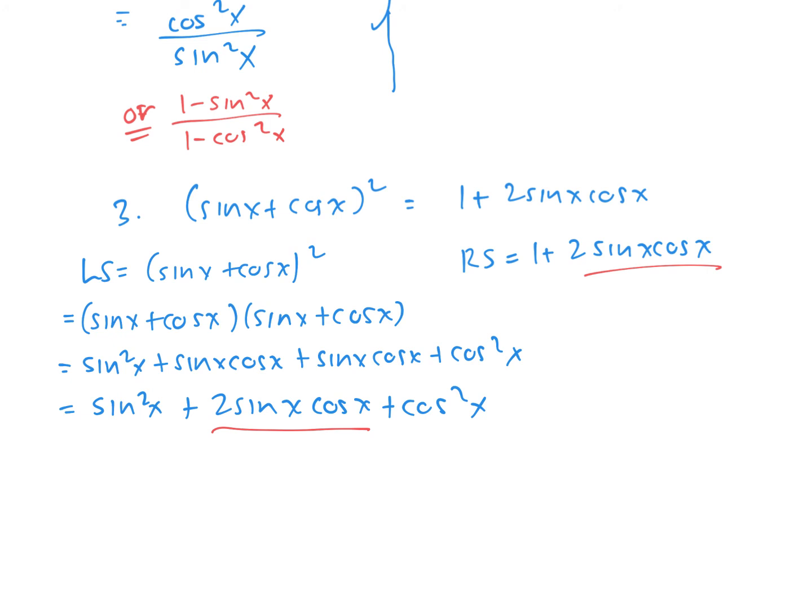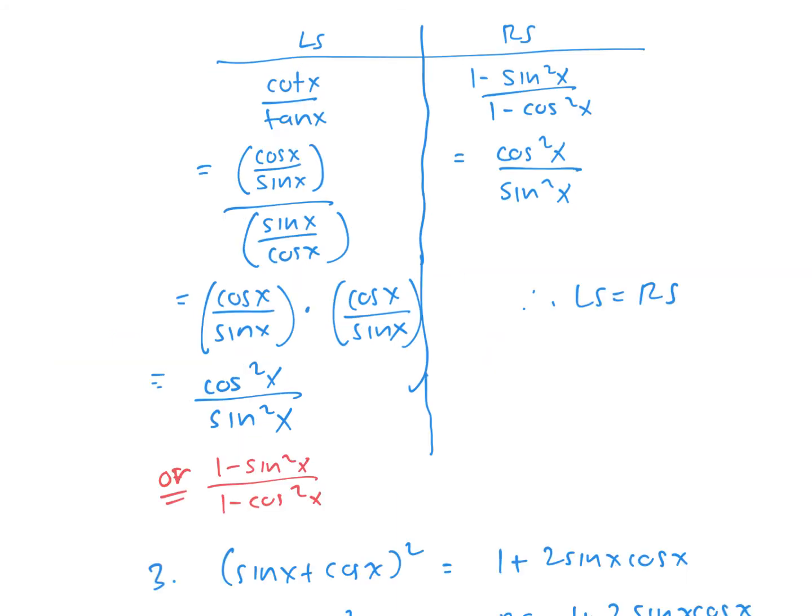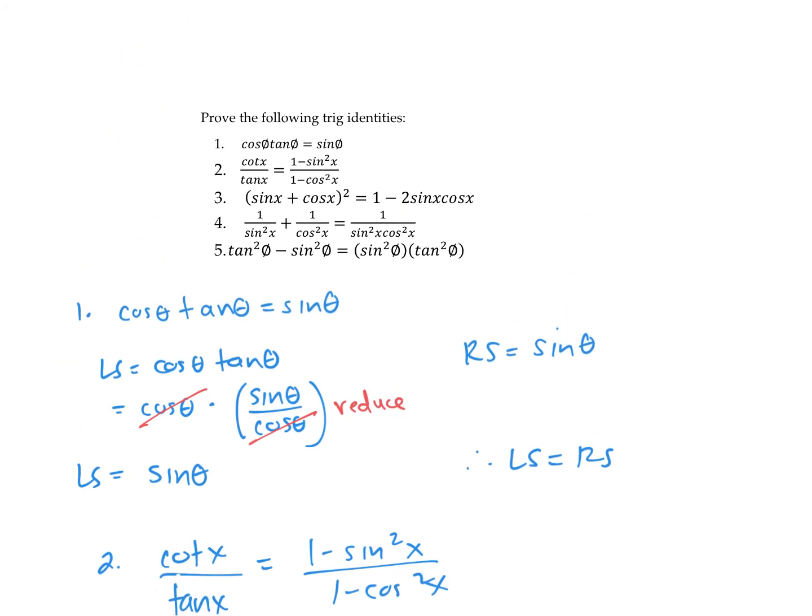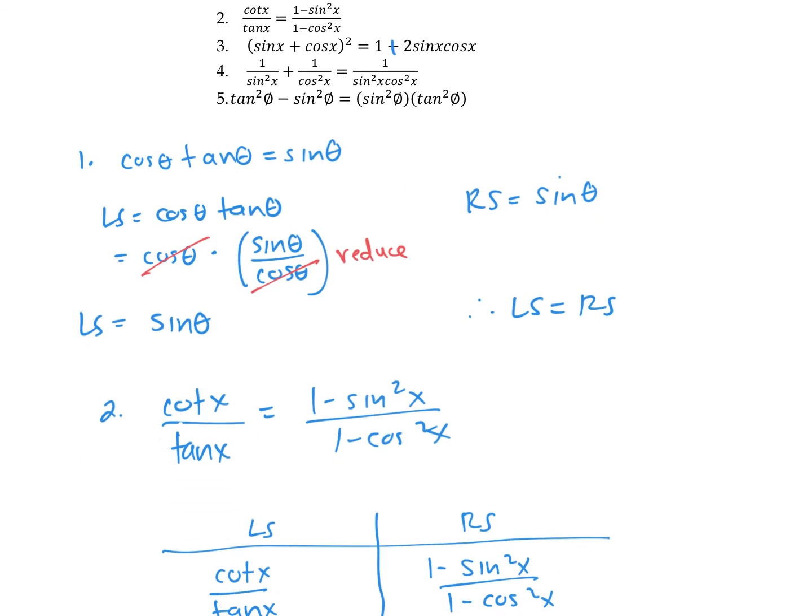What I don't have is the 1, but I do know that sine squared plus cos squared is equal to 1. So I'm going to replace sine squared plus cos squared with 1, and then I get left side equals right side. Okay, so that's another reason why I look to check, see what's the same and what's different. This should be a plus. And then I can replace.